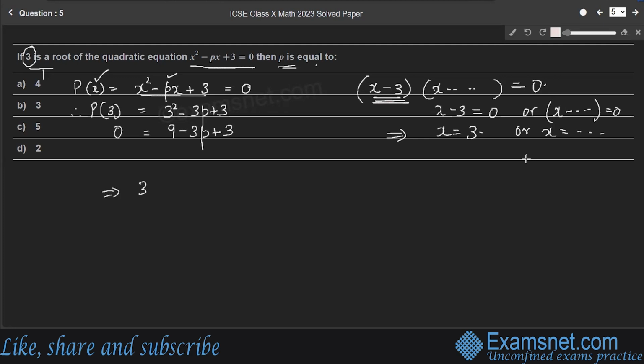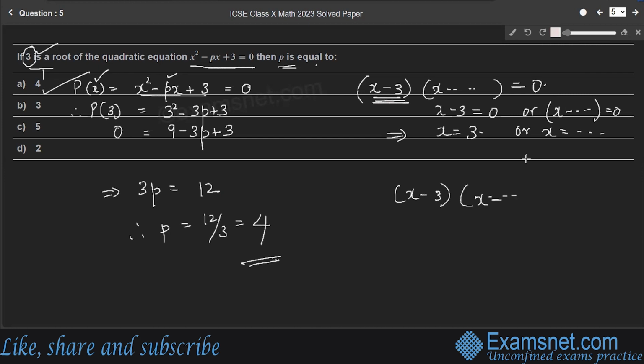Therefore, we can write 3p as 12. Therefore, value of p is 12 by 3, which is 4. Right? Therefore, option A is the right answer. Right? If any of its roots is given, so here it is 3, therefore, the product of x minus 3 and some number, so x minus, it may be plus, is equal to the given equation. Therefore, value of p is 4.